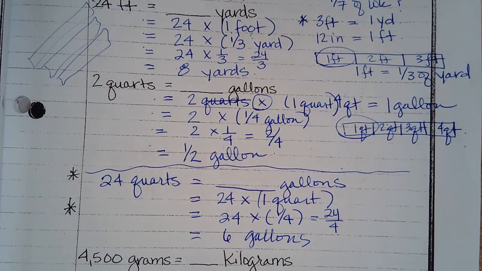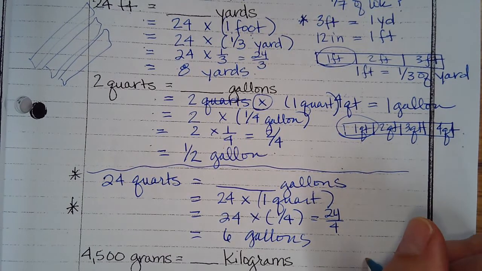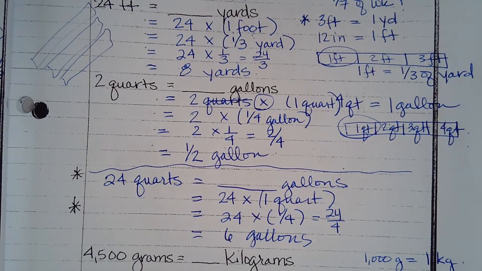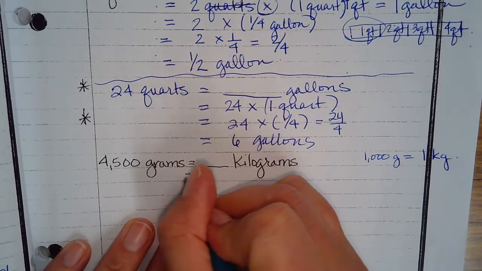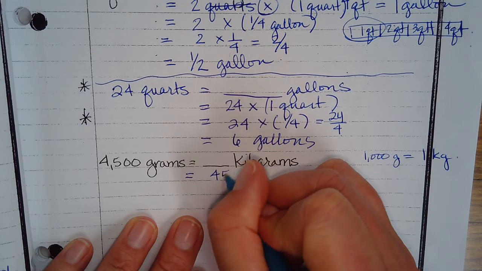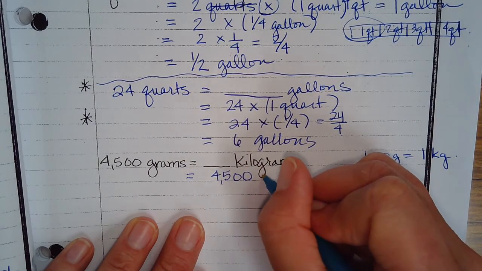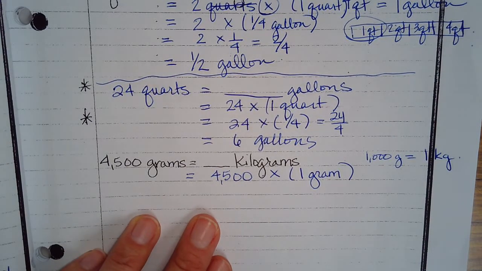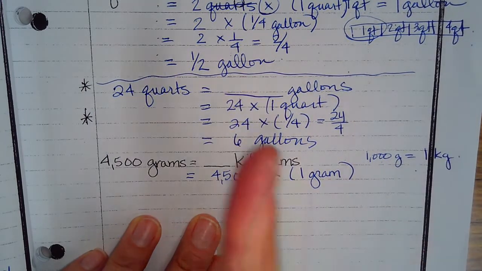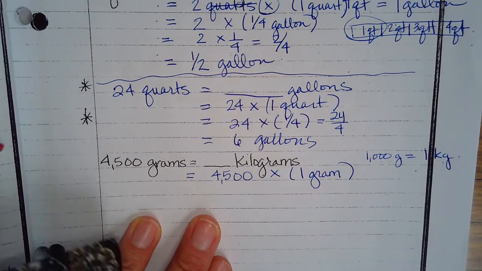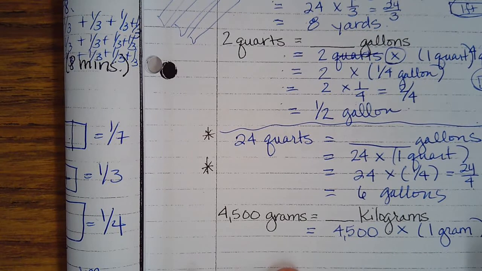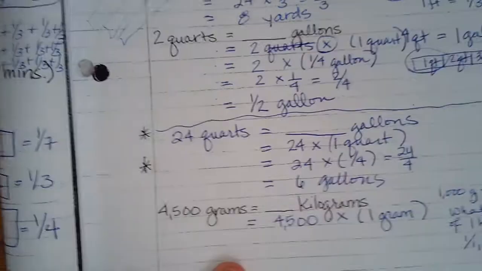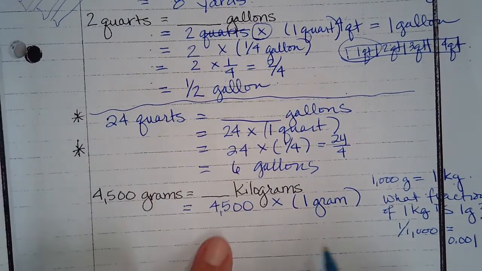All right, now let's go from grams to kilograms. We know there are 1,000 grams in 1 kilogram. All right, so let's step 1 it. Let's go 4,500 grams. 4,500 times 1 gram. Now, we know a fraction. What is the fraction? What is 1 gram of a kilogram? Remember, it's 1 of 1,000, or if I'm going to write it in decimal form, it's 0.001 of a kilogram. All right, so let's put that in.